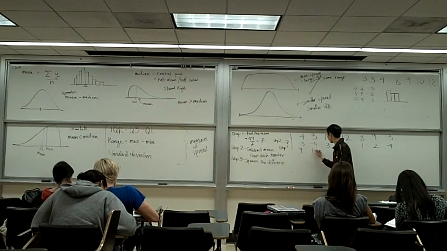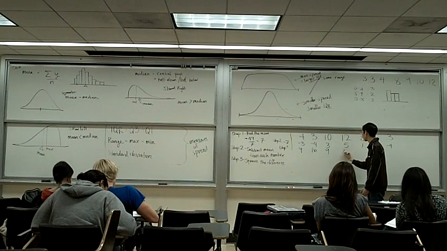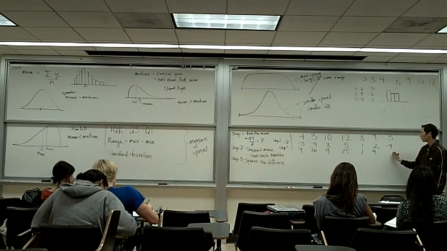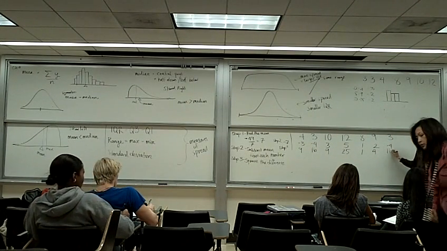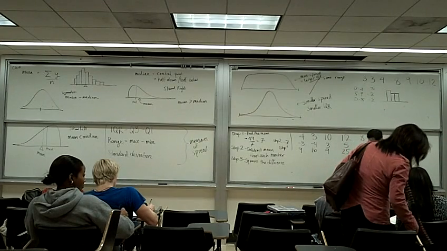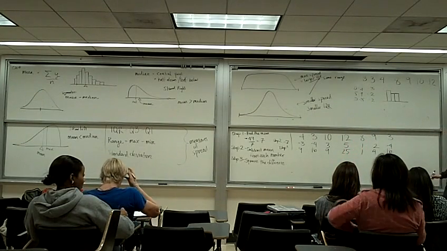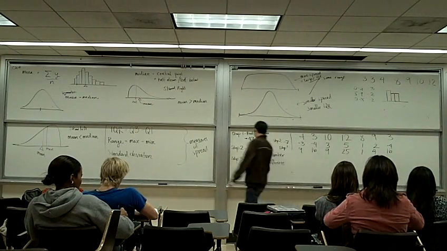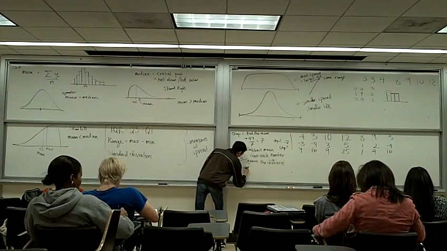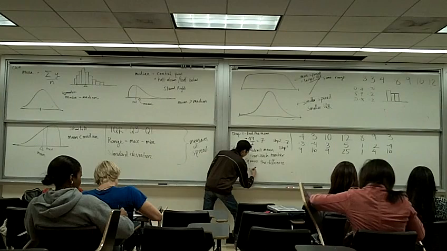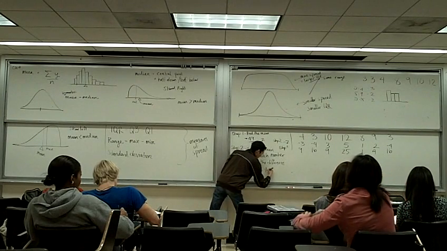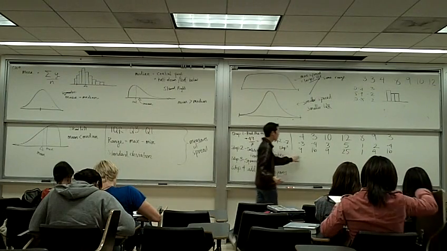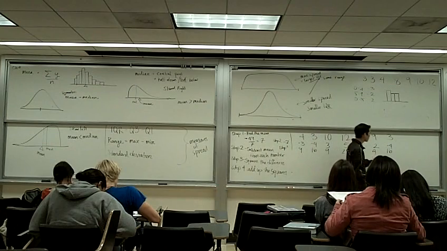Negative 4 squared becomes 16. 3 squared becomes 9. 5 squared becomes 25. 1 squared becomes 1. 2 squared becomes 4. And negative 4 squared becomes 16. So that's step 3. Step 4: now we add up all these squares. So we do 9 plus 16 plus 9 plus 25 plus 1 plus 4 plus 16.